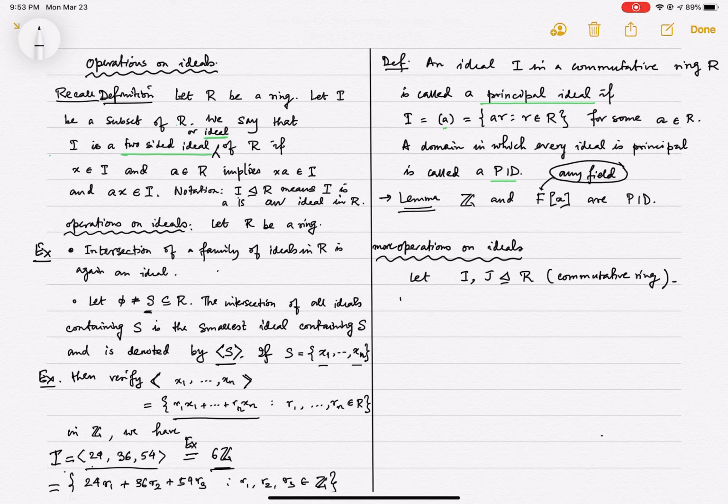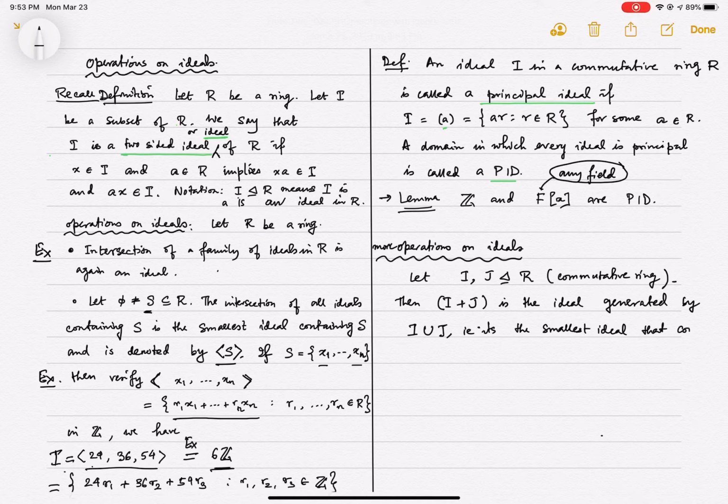Then I plus J is defined to be the ideal generated by I union J, meaning it's the smallest ideal that contains both I and J.